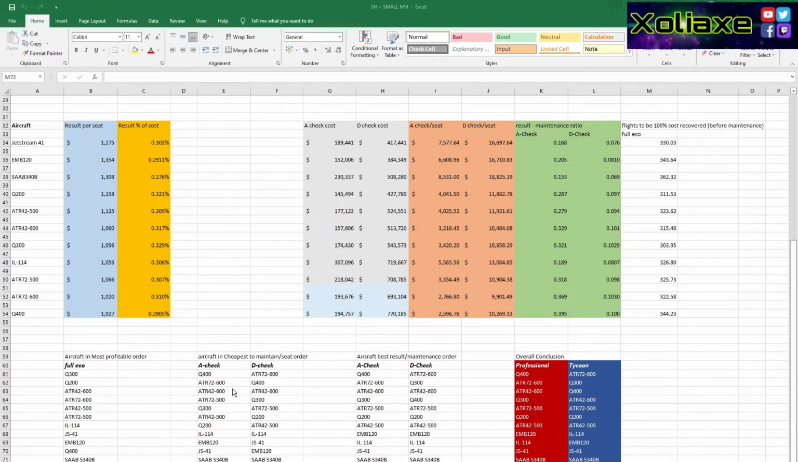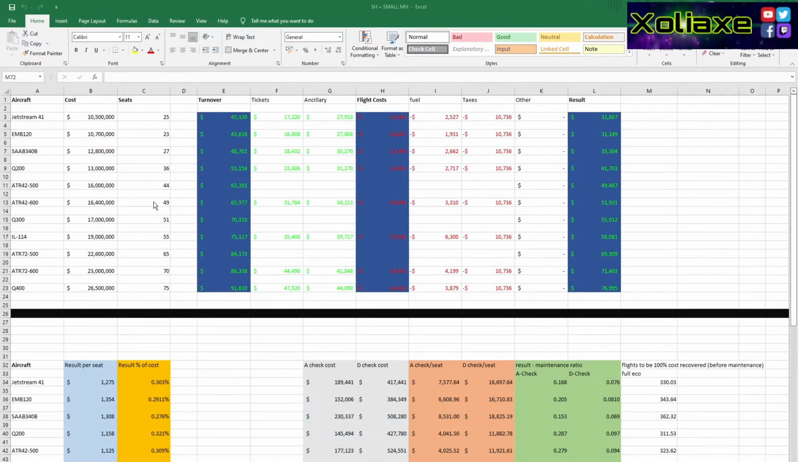One thing that is worth noting with the ATRs, whether it's the 72 or the 42, the 600 is always more profitable than the 500. Even though you pay out slightly more, the 600 variants can carry a higher payload. All of these aircraft are configured so they have one cargo. If you've watched all my previous videos, you'll know that having one cargo on your aircraft, regardless of how many economy seats you lose because of that, still makes more money. So always have that one cargo, which is why the -600s of the ATRs come out more, because both of these will carry one cargo, but the 600s can carry a couple more passengers as well.